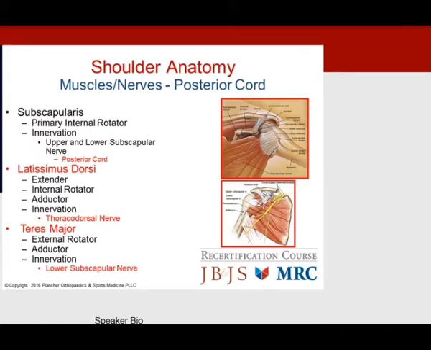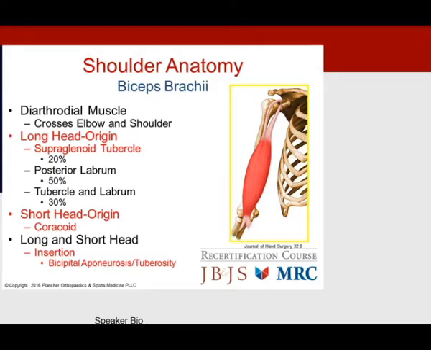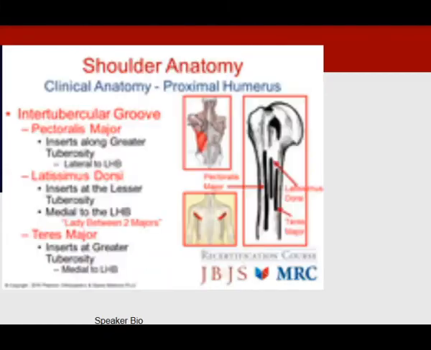The biceps, as it implies, has two heads. Its long head origin is off the posterior labrum and the supraglenoid tubercle, while the short head has its origin on the coracoid, and both come together in a confluence at the bicipital aponeurosis or tuberosity.